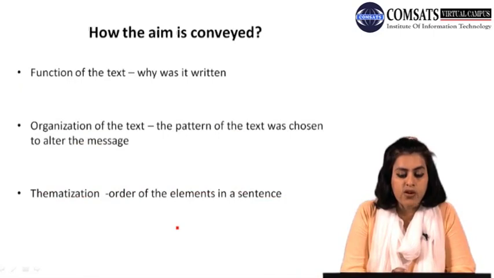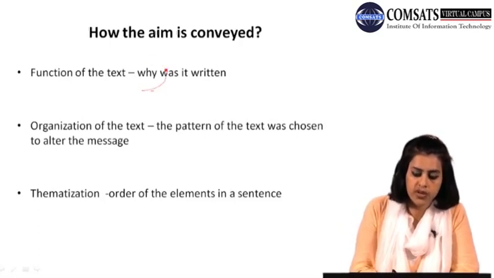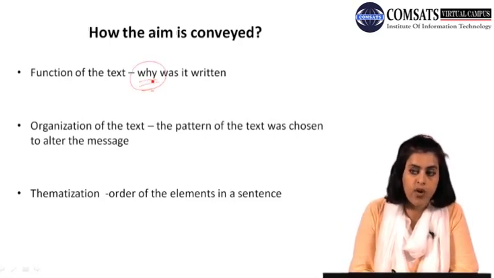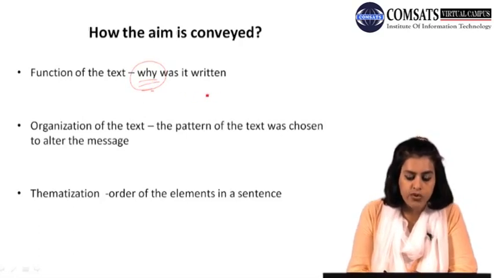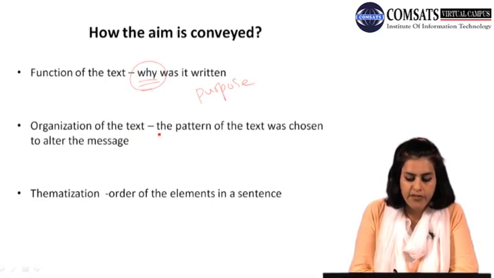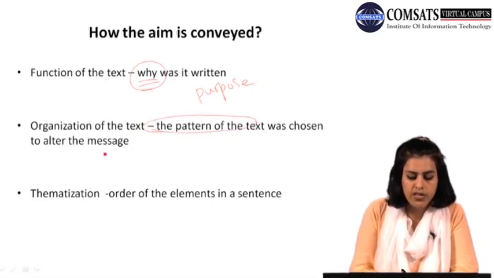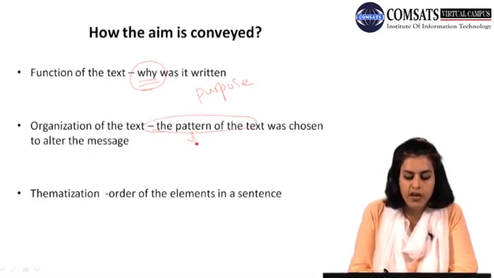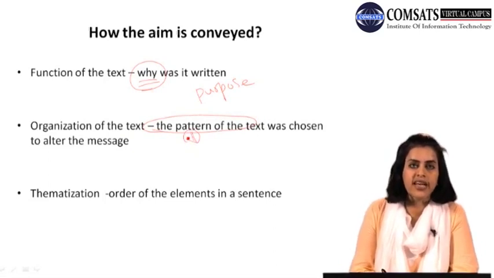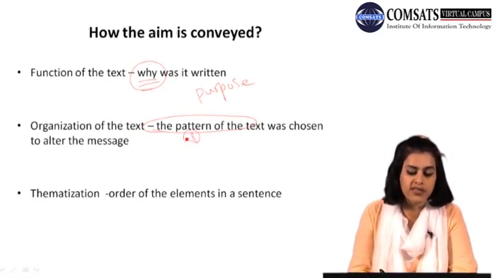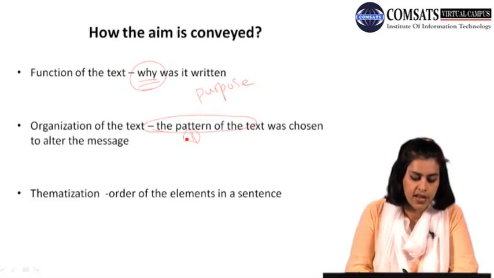How is the main idea or the aim being conveyed? Like the function of the text, why was it written. So you are going to concentrate on this "why" thoroughly: why was this written? You are basically looking for the purpose of the text. Organization of the text, the pattern of the text. What pattern does the text follow and what pattern does the text convey?